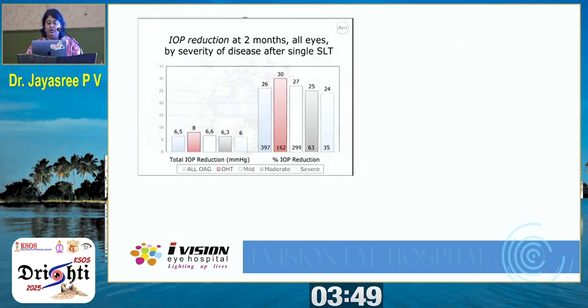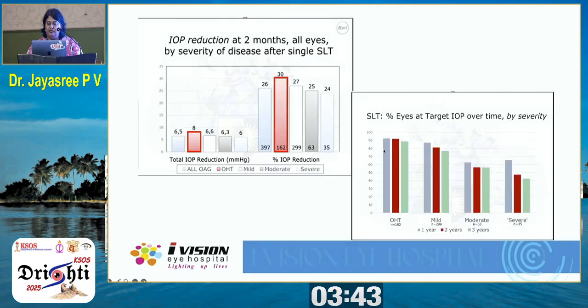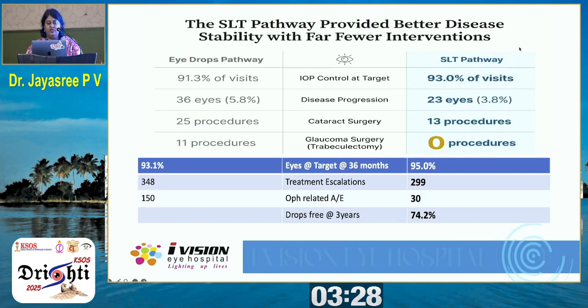And when we come to the IOP reduction, up to 8 millimeters was reduced in the initial 2 months. And when we see the percentage of eyes at target IOP over time, with just lasers it was as high as these values. And these are the severity of glaucoma, and you can see that the maximum reduction used to happen for the ocular hypertension. So this is a comparison.